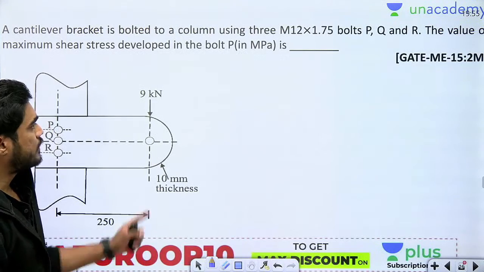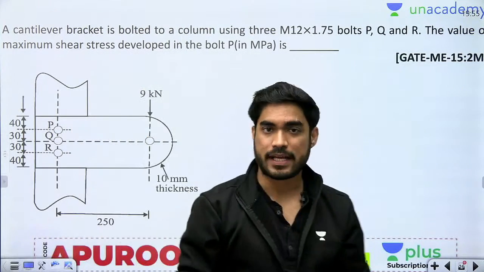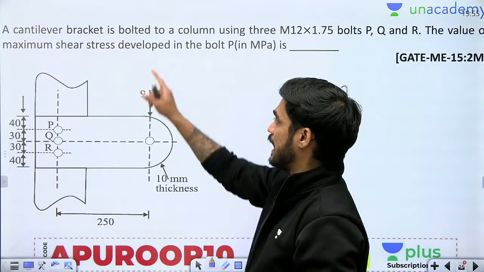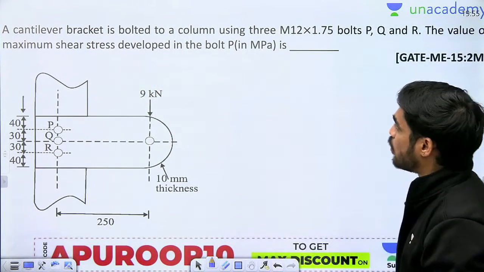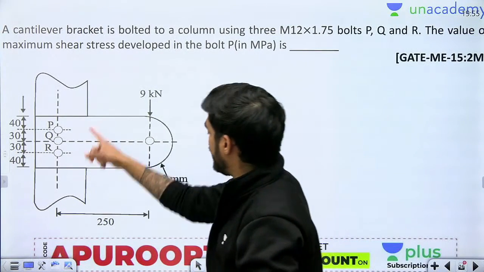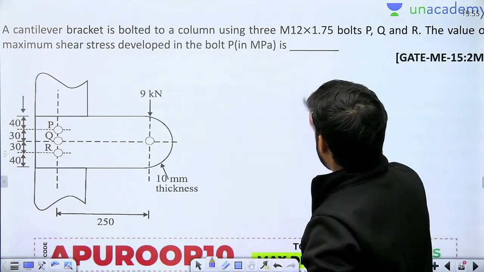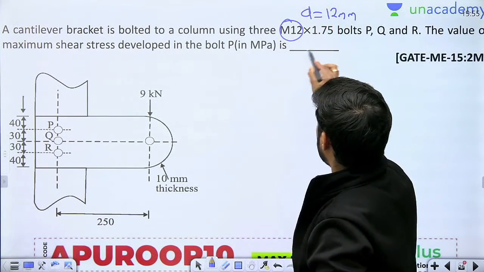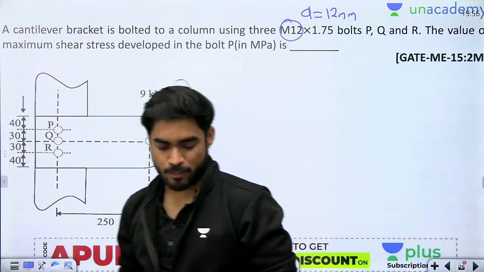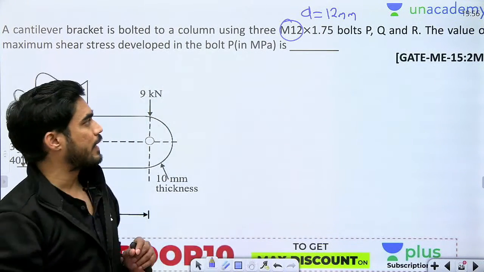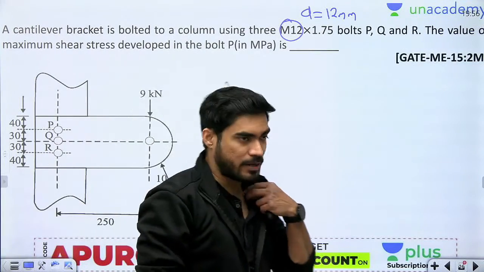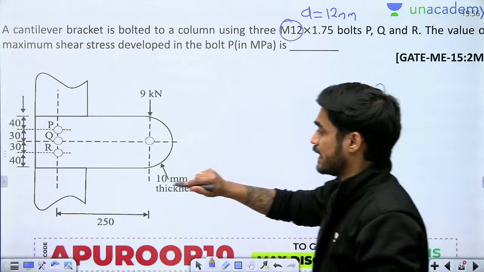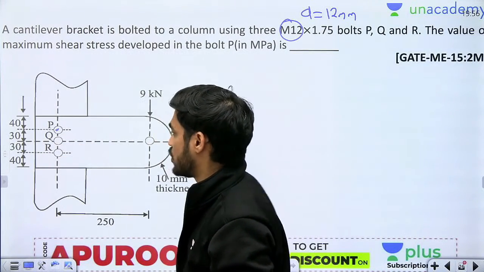Next question again on eccentric loading. This is from GATE 2015. A cantilever bracket is bolted to a column using 3 M12 bolts. M12 means diameter is 12 mm. Don't worry about the bolt, beta. Even if it is a bolt or a rivet, the procedure will remain the same. This time we need to find the maximum shear stress in bolt P.